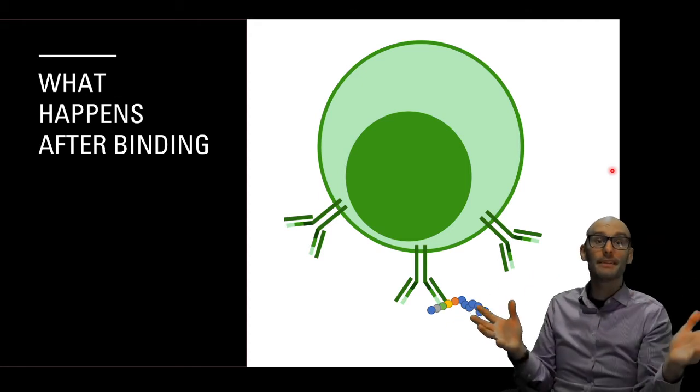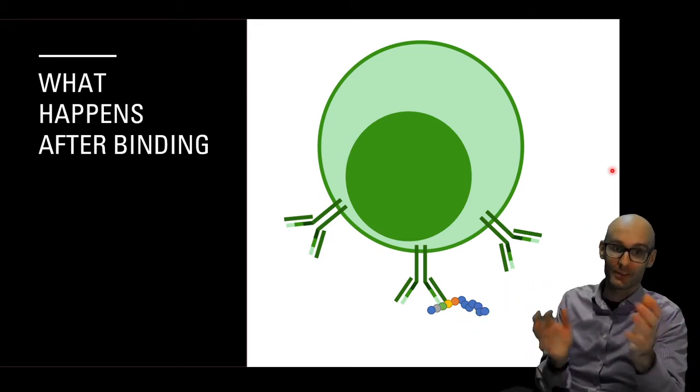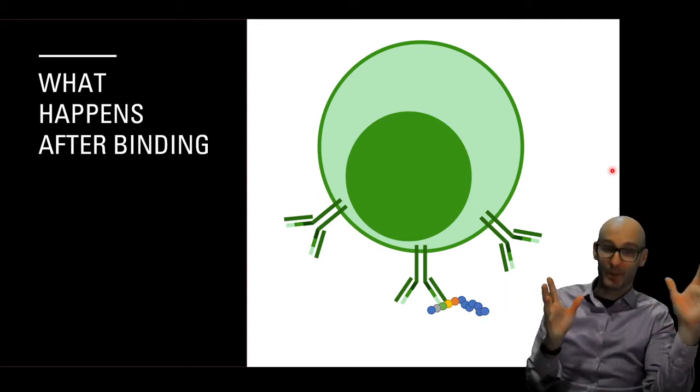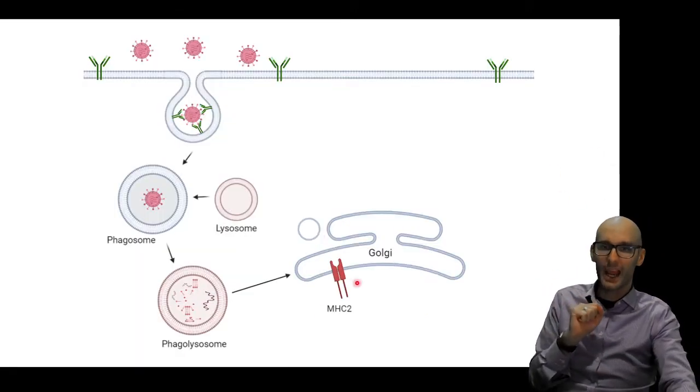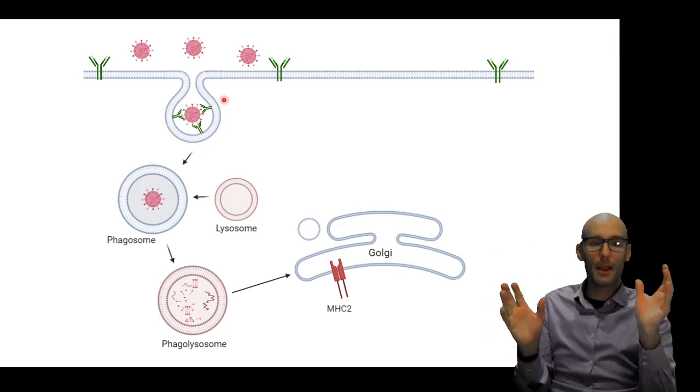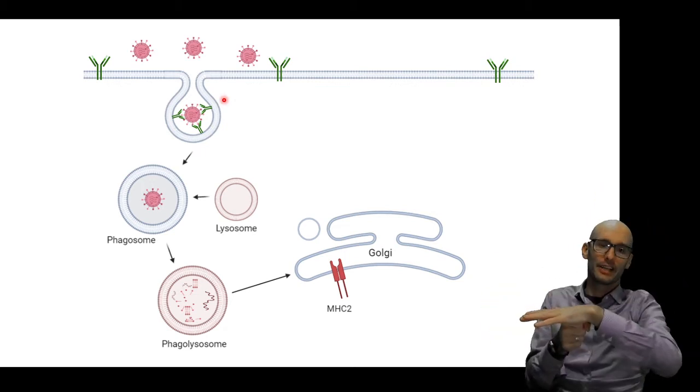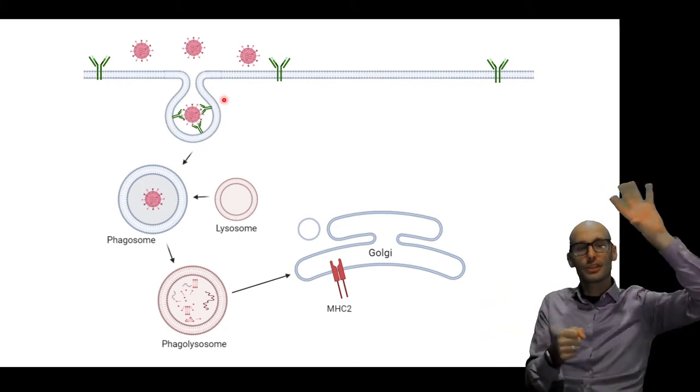What happens after an antigen binds to it, right? And a lot happens, and it's very, very cool. So let's go through it step by step. Well, the first thing that happens is if the antigen is attached to a pathogen, right?